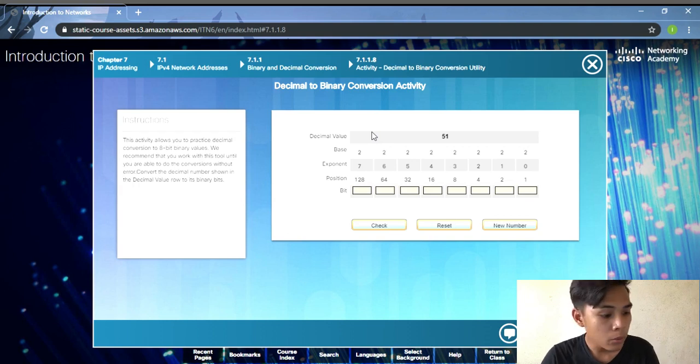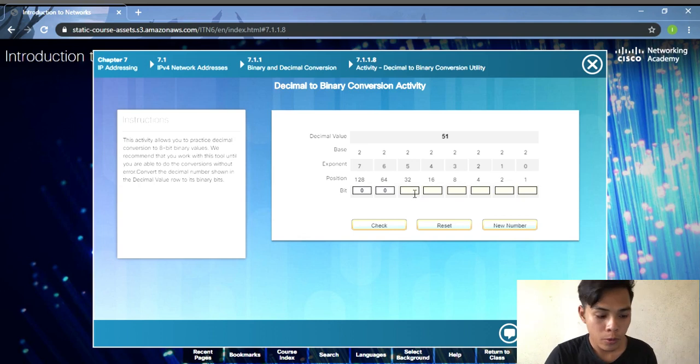So from what I know, to answer this activity, we must base on the decimal value. Right here it's 51 and the positions right here. So what we're going to do is to see if we can subtract 51 from the positions here, and if we can subtract, we will put 1, and if the answer is negative, we will put 0. So 51 minus 128, the answer will be negative. 51 and 64 will still be negative. So 51 and 32, we can subtract that.